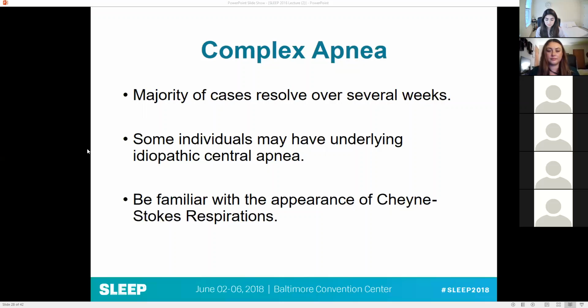Some individuals may have underlying idiopathic central apnea. That's actually a fairly rare condition, but we have occasionally seen it, where they have mostly central apnea and you don't really know why. Many times these patients will get an MRI to make sure they don't have some brainstem problem or Chiari malformation or something like that. But you do this full workup and you don't find anything.